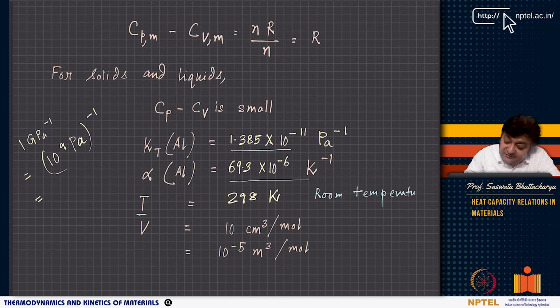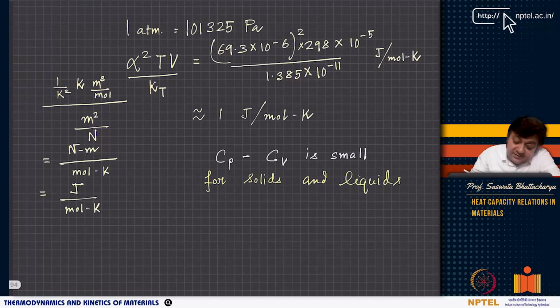And let's take the molar volume of aluminium at 298 Kelvin. You can measure it, and you will find that it's approximately 10 to the minus 5 meter cube per mole. Now, if you put all of these together, at 1 atmosphere, which as you know is 101,325 pascals, and evaluate this, what you get is about 1 joule per mole Kelvin.